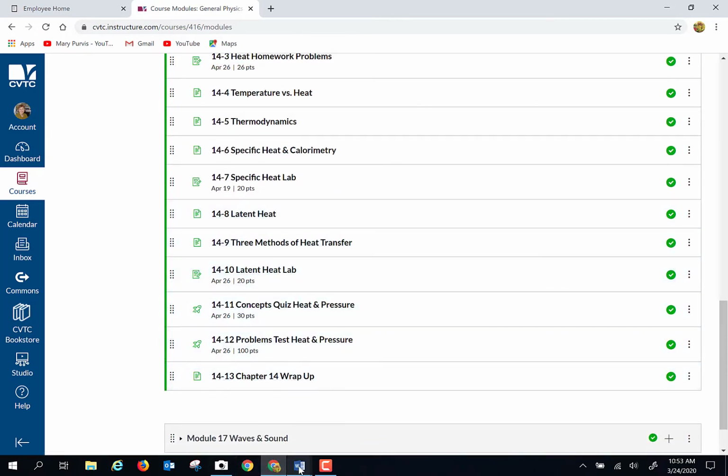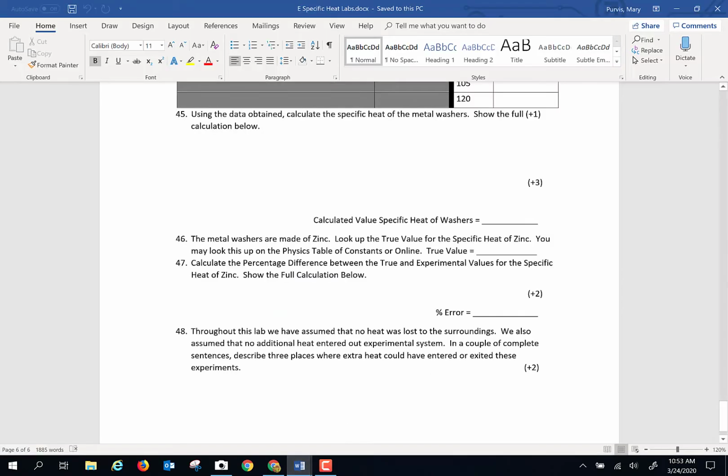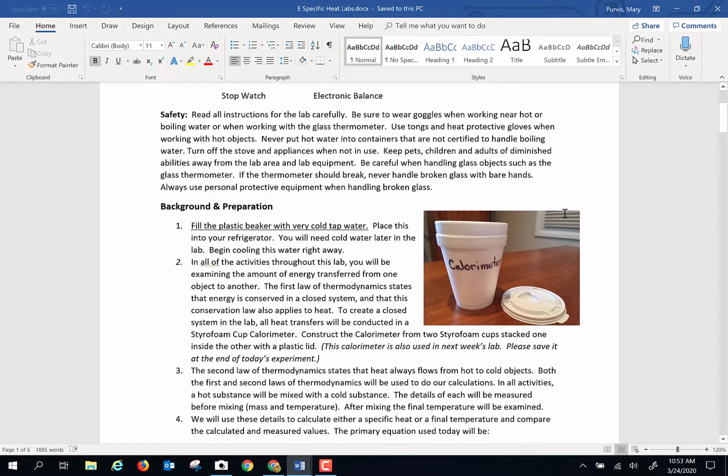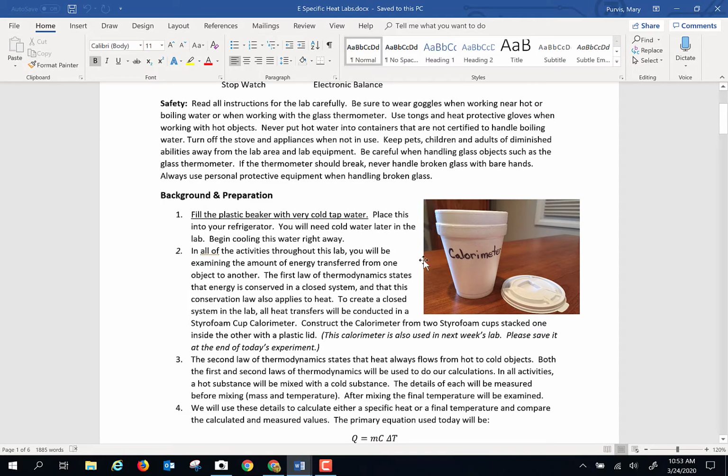So let's spend a little time talking about these 2 labs, and let's begin with the first lab of the 2, which is the specific heat lab. Now, this whole lab is about heat transfers between materials, and we're going to look at conservation of energy. You are going to use from your lab-in-a-box materials the calorimeter cups. Okay, I know it's 2 styrofoam cups and a little plastic coffee lid, but it works actually very, very well. So one styrofoam cup is pretty good at preventing heat loss. You put one inside of the other and hey, it's really good at preventing heat loss.